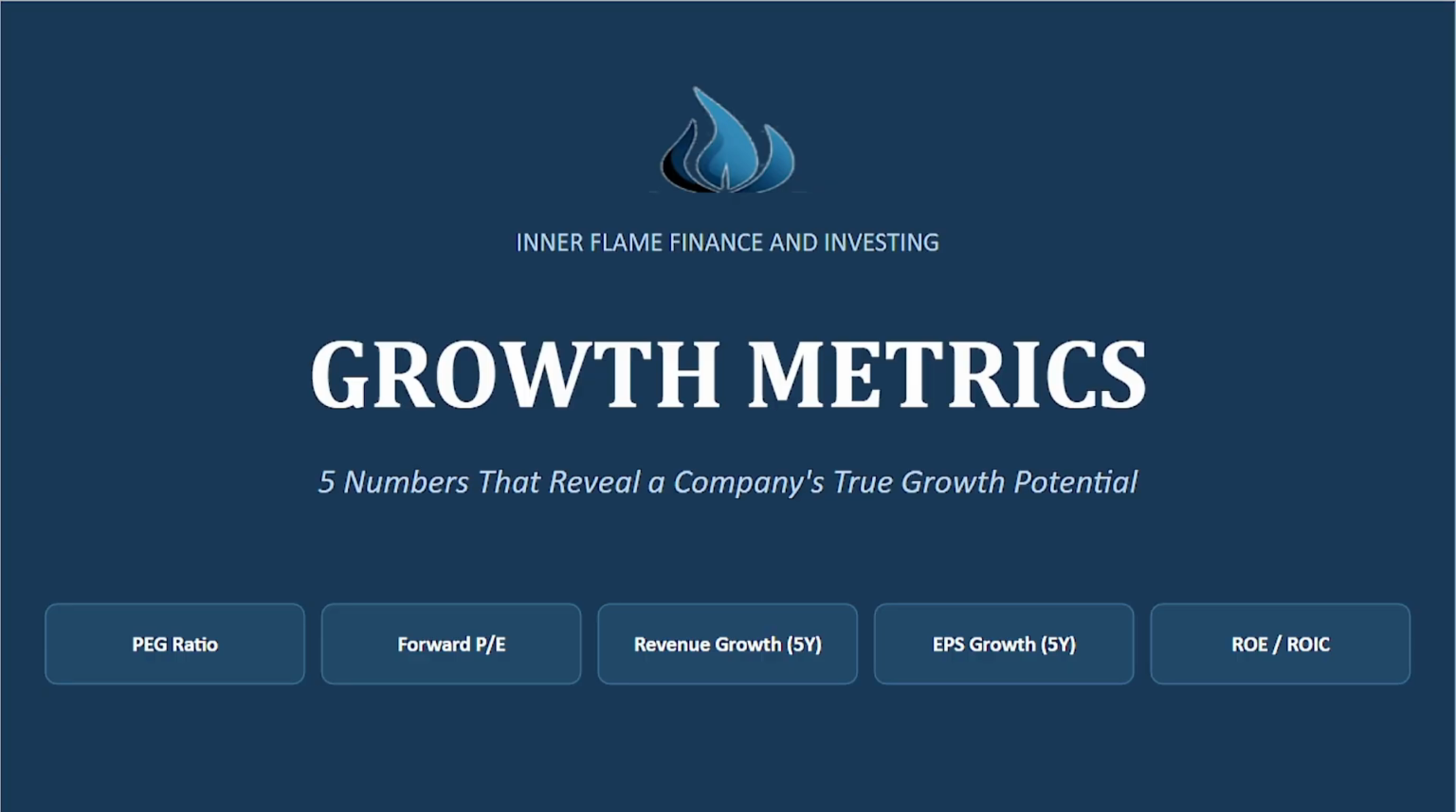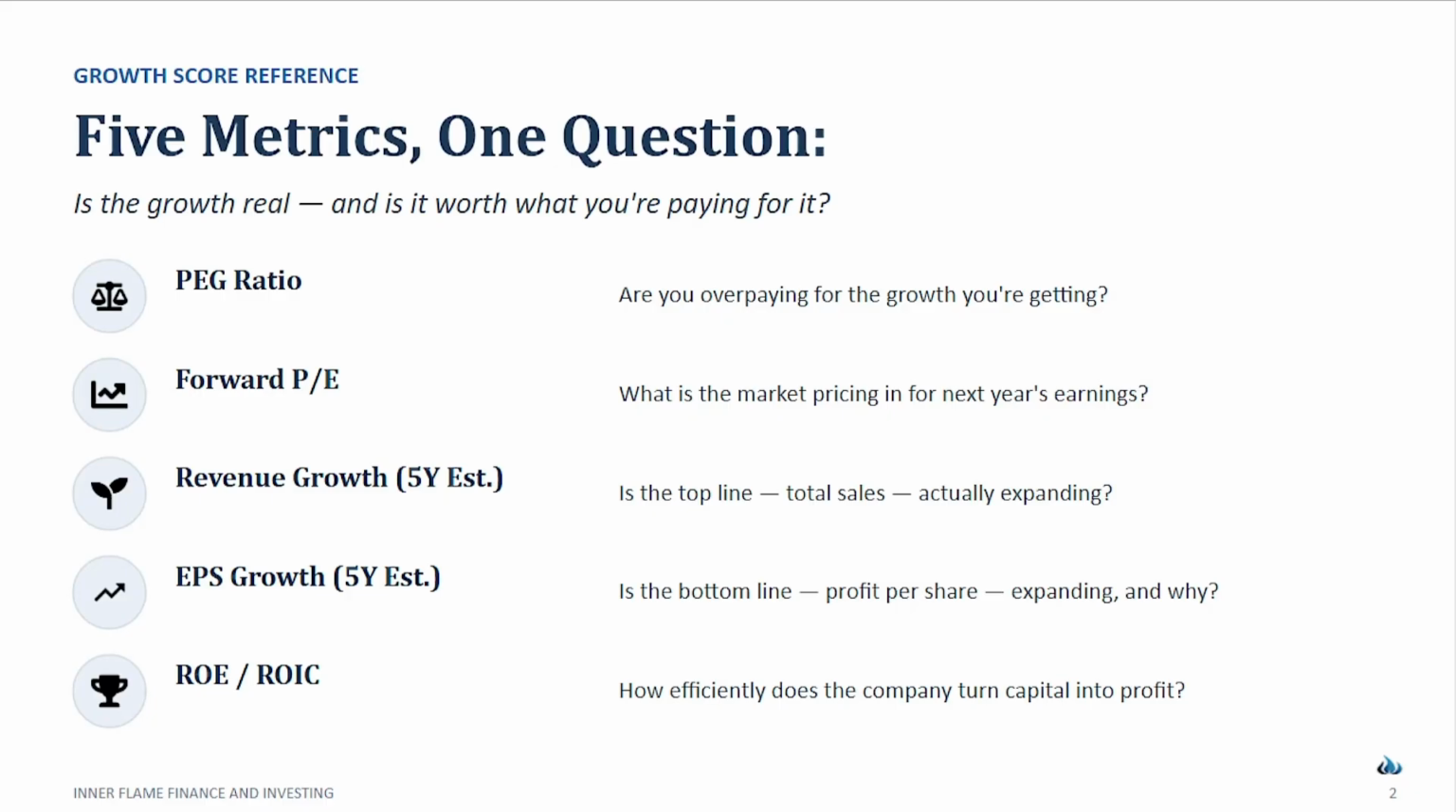So we have a lot of different metrics that we look at when it comes to growth, but the five main ones are the PEG ratio, the forward PE, the revenue growth, the EPS growth, and the return on equity and invested capital. So we have five different metrics that all ask one question: is the growth of this company real, and is it worth what we're paying for it? We're going to look at the PEG ratio and the forward PE, the 5-year estimated revenue growth and EPS growth, as well as the return on equity and invested capital. Let's break these down one at a time.